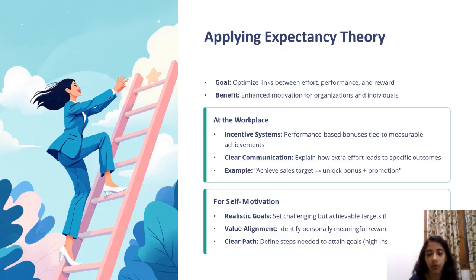It's crucial for management to clearly communicate how extra effort will lead to specific desired outcomes. Employees must understand the connection between their actions and their rewards. They must know about the reward system clearly.